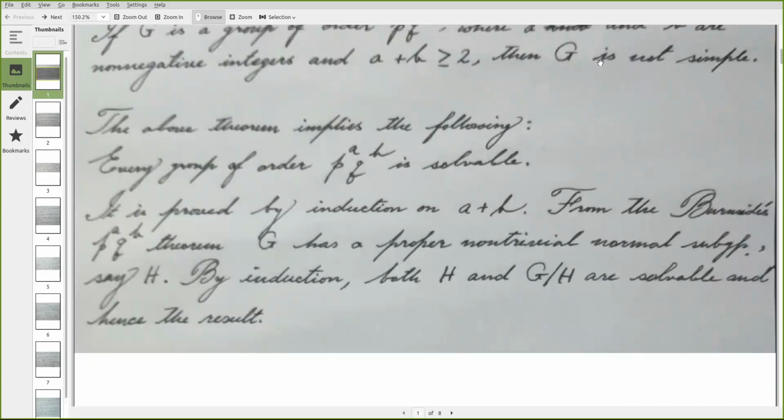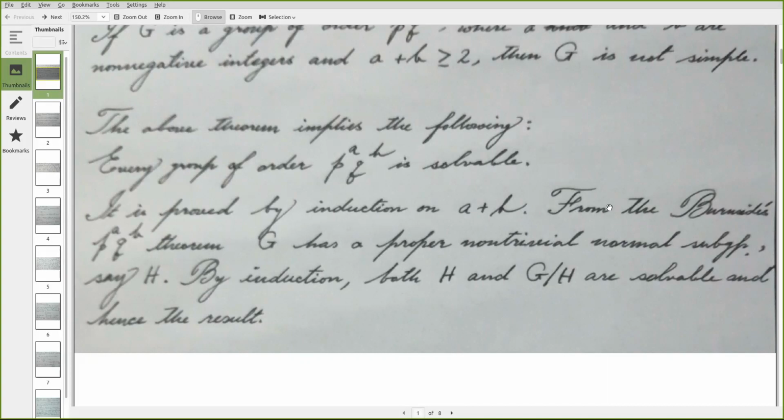The above theorem implies that every group of order p to the power a times q to the power b is solvable. Just to see how this follows from Burnside's p to the power a, q to the power b theorem, we will apply induction on a plus b.